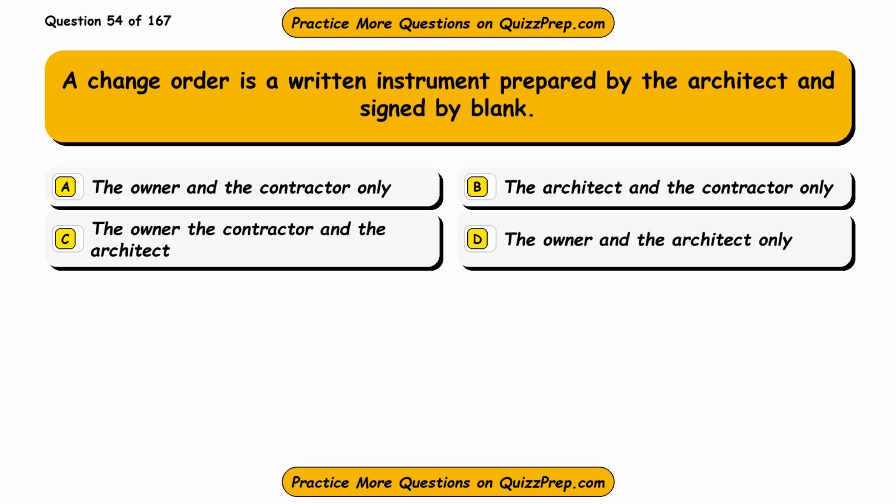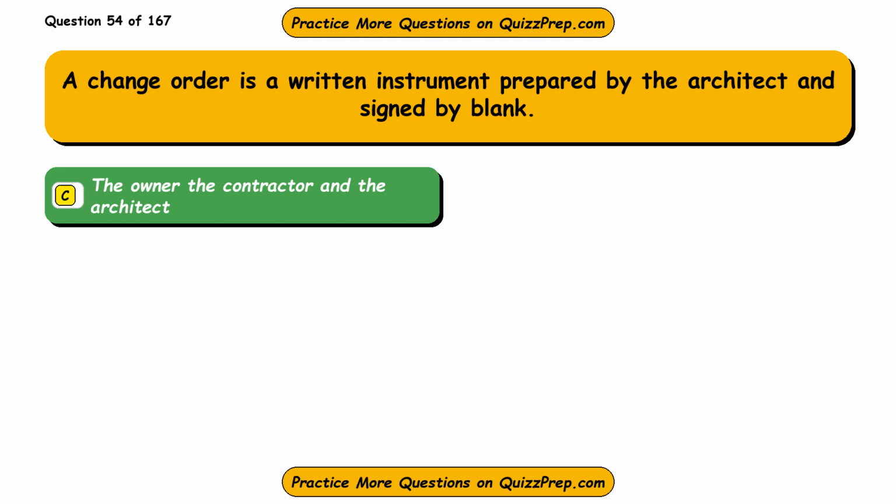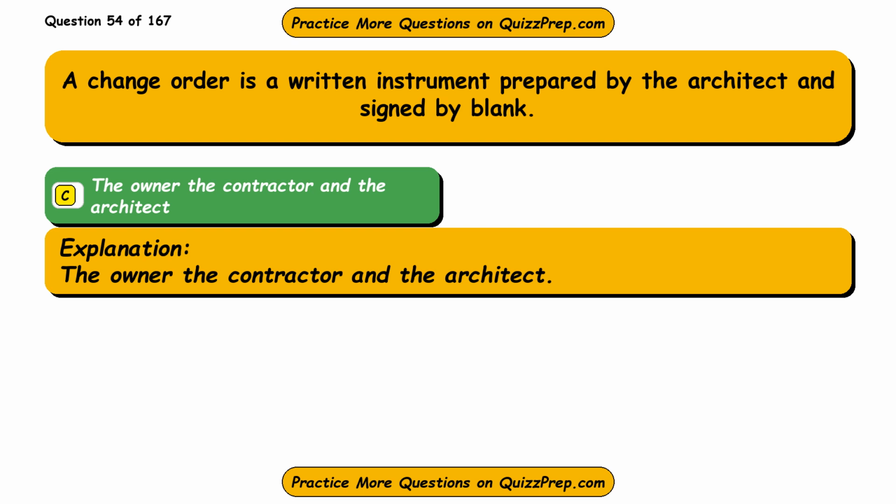Question 54. A change order is a written instrument prepared by the architect and signed by blank. Option A, the owner and the contractor only. Option B, the architect and the contractor only. Option C, the owner, the contractor and the architect. Option D, the owner and the architect only. The correct answer is option C, the owner, the contractor and the architect.